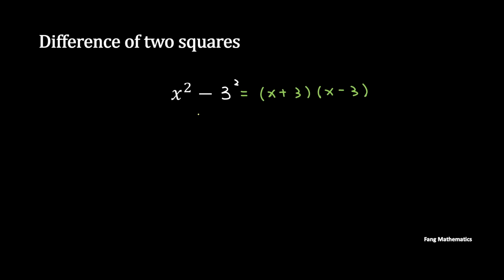We are to generalize this pattern using the alphabet A and B. In place of x, I'm to put A. So a squared minus, remaining as minus, and in place of 3, I am to put b. So a squared minus b squared gives you a plus b multiplied by a minus b. If you see a question that is in the form of difference of two squares, you can apply the shortcut method to factorize directly by skipping the middle steps.